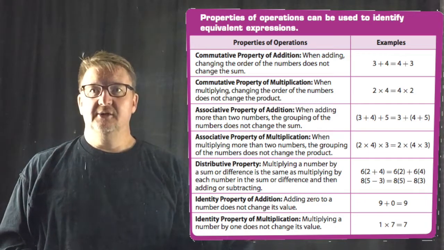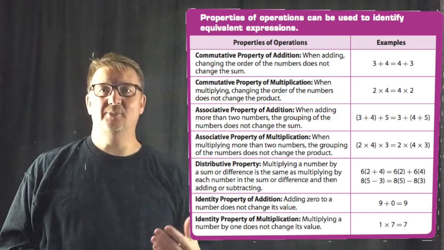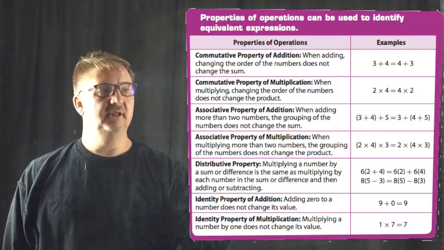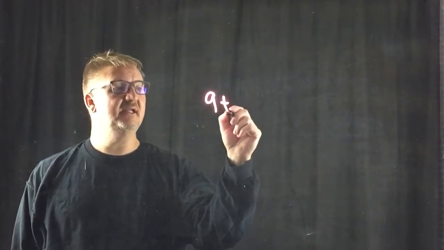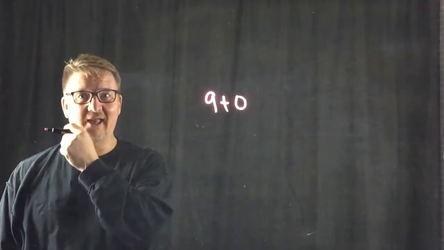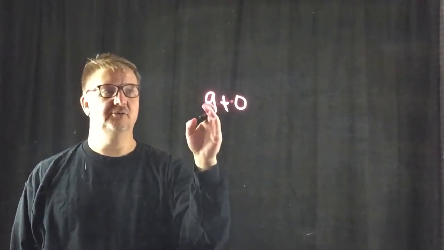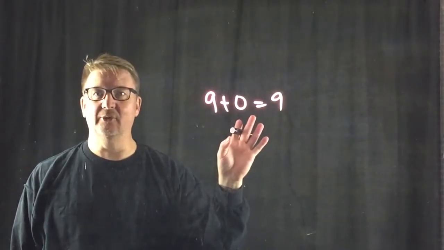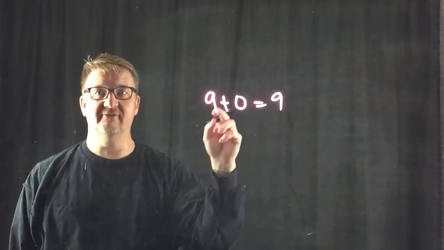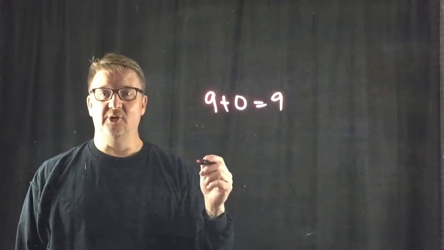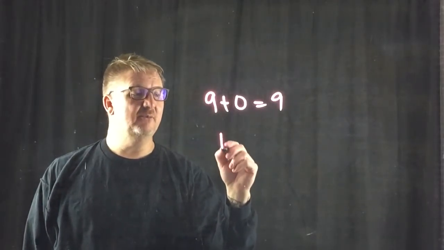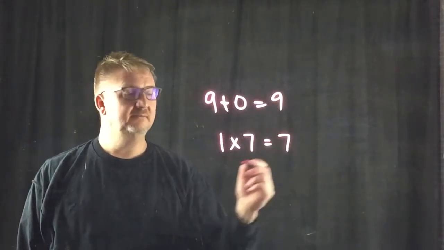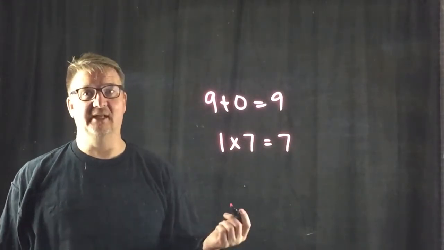The last property that I want to talk about is the identity property, and that's pretty easy. For addition, the identity property says that if I ever add 0 to a number, I always get that number. That works with any number in the world. It's called the identity property of addition. The identity property of multiplication says if I multiply any number times 1, I get that number. And that's pretty much it.